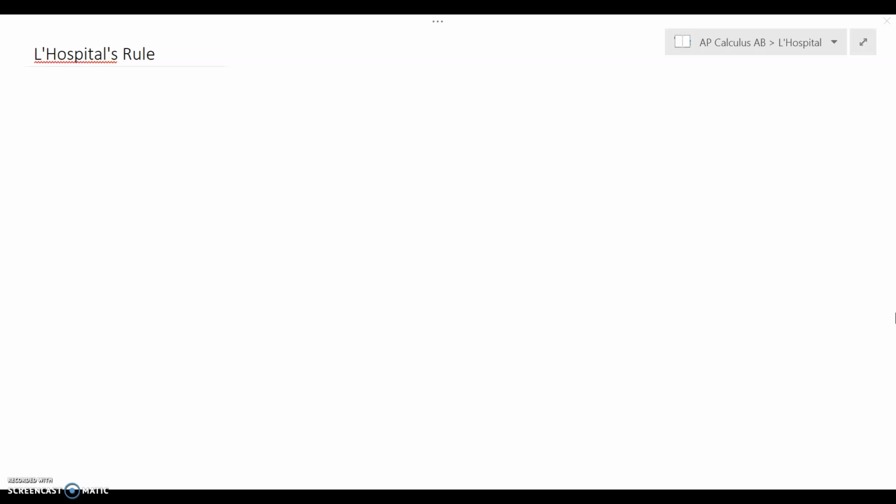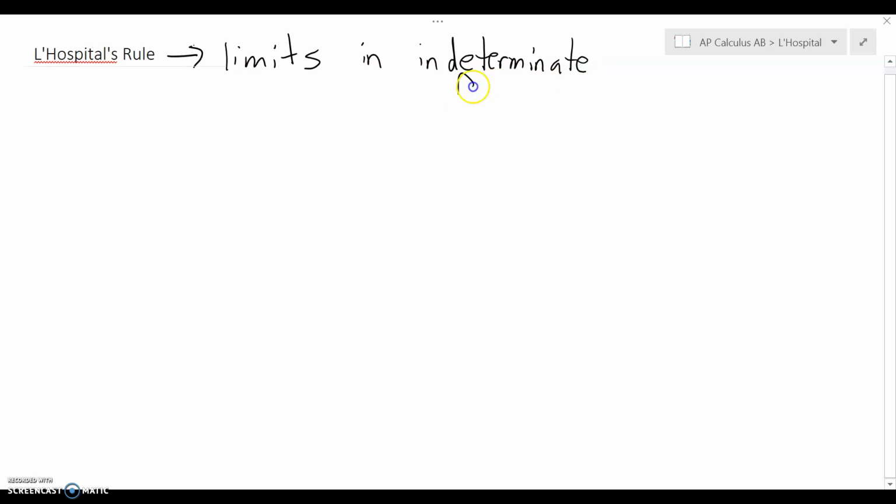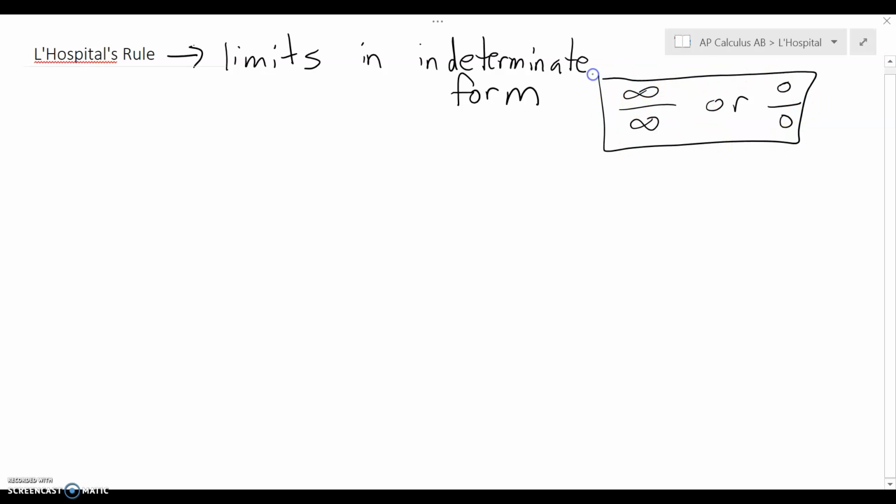So L'Hopital's rule has to do with limits. When you're being asked to take a limit, and we've taken plenty of limits this year, L'Hopital's rule has to do with limits, and specifically limits in this thing we talked about called indeterminate form. The main indeterminate forms are when you have a limit that presents as infinity over infinity or 0 over 0. Those are the big main ways in which we see L'Hopital's rule get used. And we saw a number of examples the last time we were in class together.